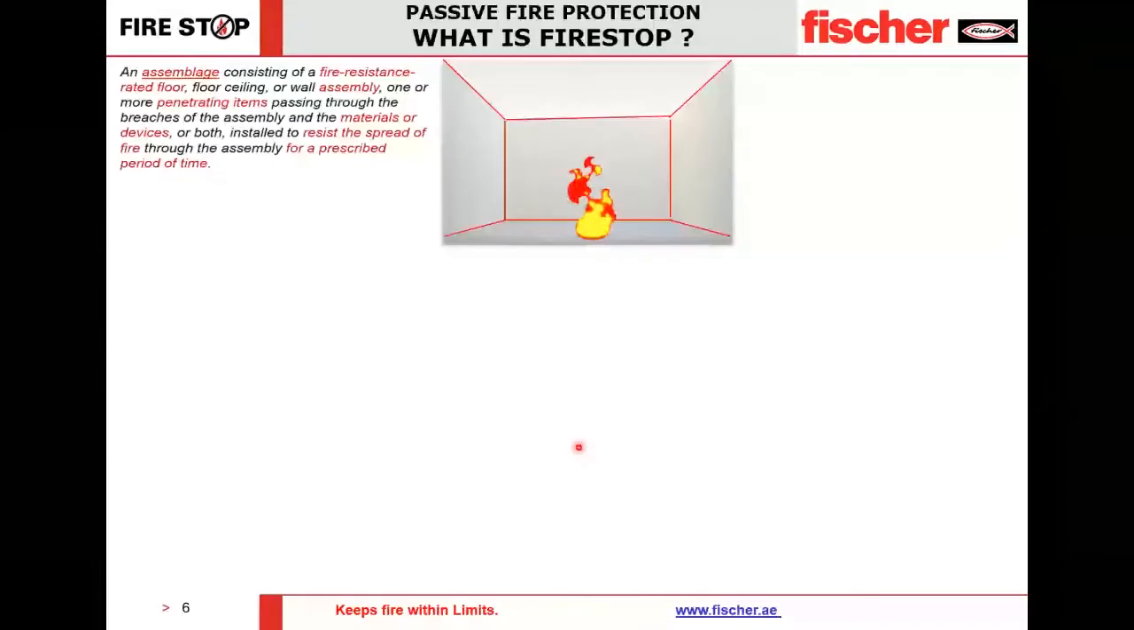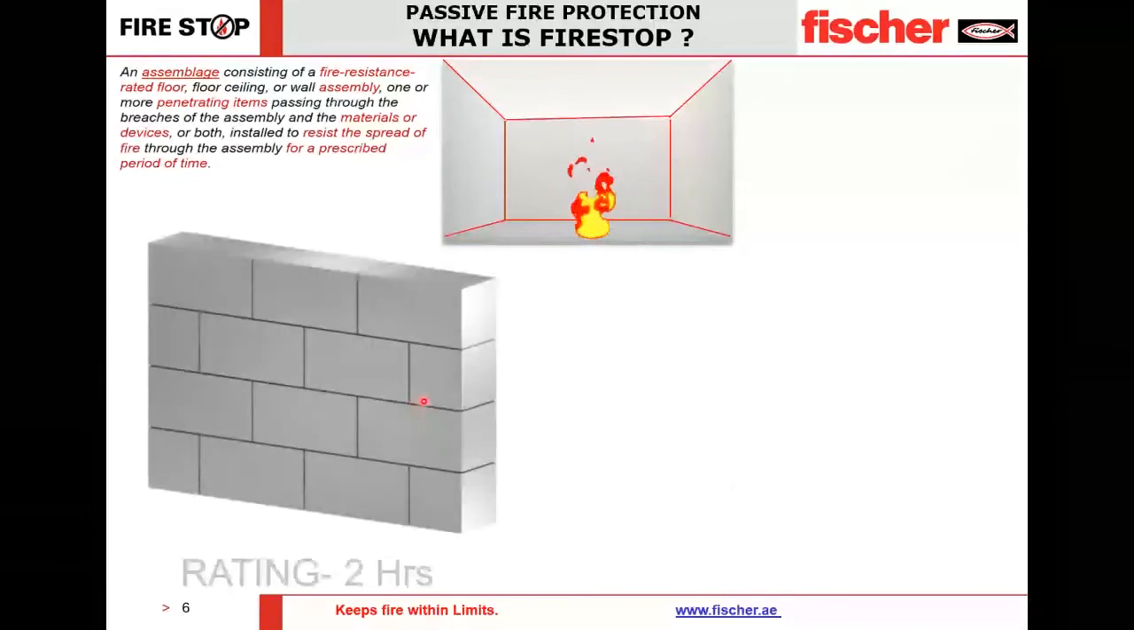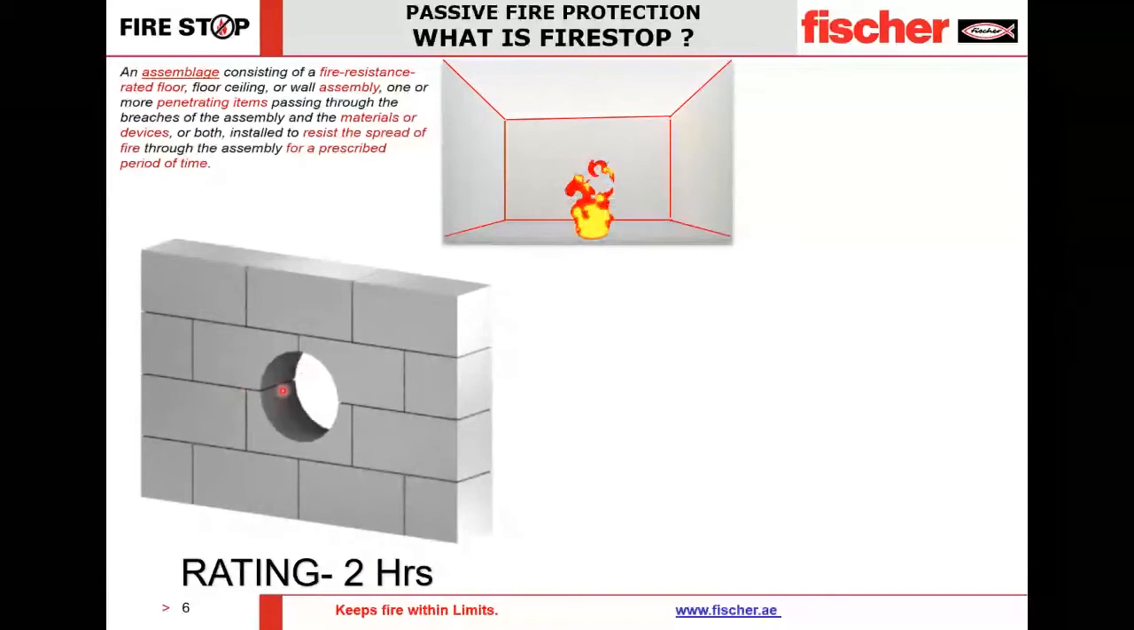So just as a concept, FIRESTOP systems are tested systems designed to reinstate the fire resistance of a given assembly after the fire barrier has been compromised by a breach. The breach or opening in the wall or floor is required to make the building functional and cannot be avoided. For example, a wall that was constructed with a rating of 2 hours would be breached by an MEP contractor who comes and drills a hole to pass his service, thereby reducing the rating of this wall to 0 hours.